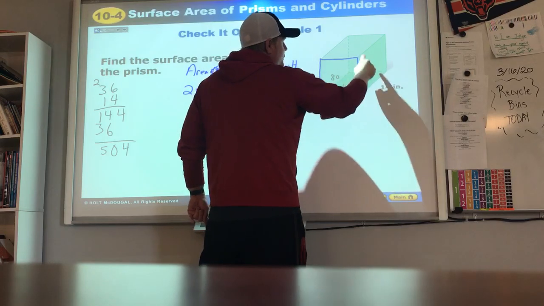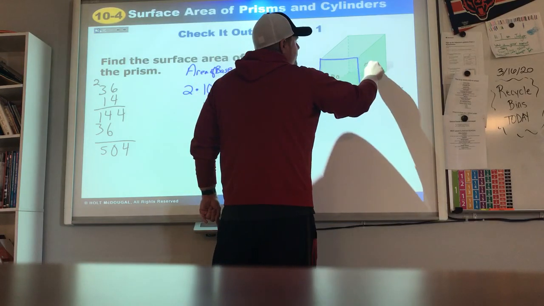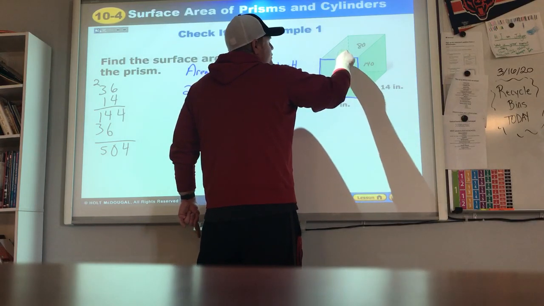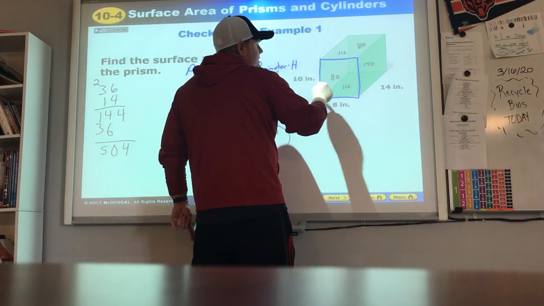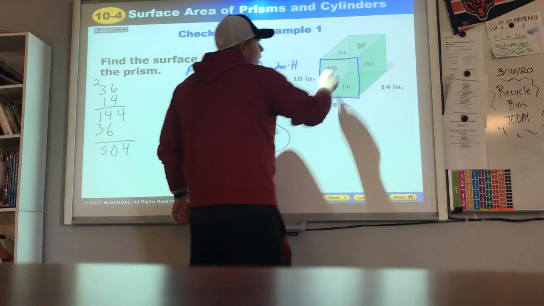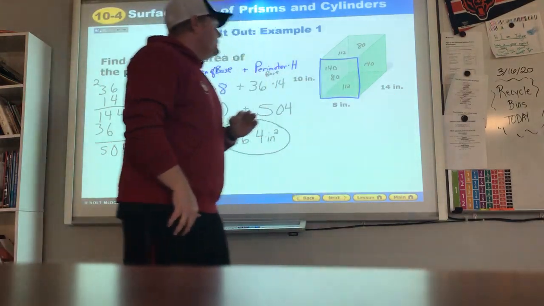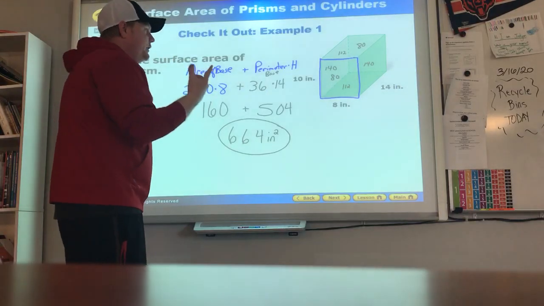10 for the height times 14, oh, that'd be 140. This one back here is the same. This one on top is 112. This one on the side, 10 times 14 is 140. I have 1, 2, 3, 4, 5, 6 numbers. I have 6 sides. I add all those together.